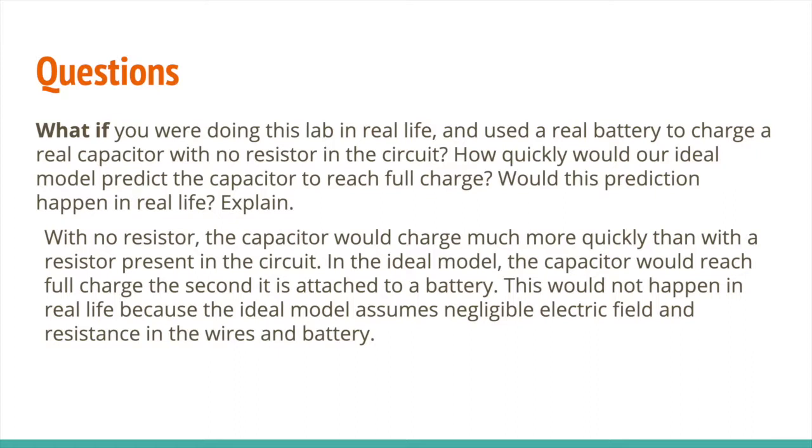Explain. With no resistor, the capacitor would charge much more quickly than with the resistor present in the circuit. In the ideal model, the capacitor would reach a full charge the second it is attached to a battery. This would not happen in real life because the ideal model assumes negligible electric field and resistance in the wires and battery.